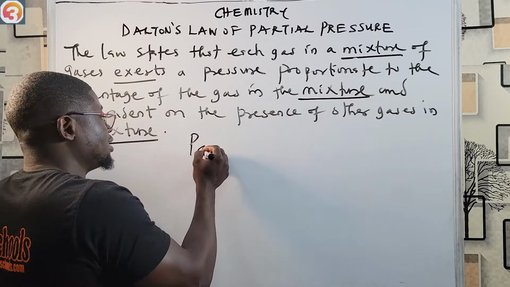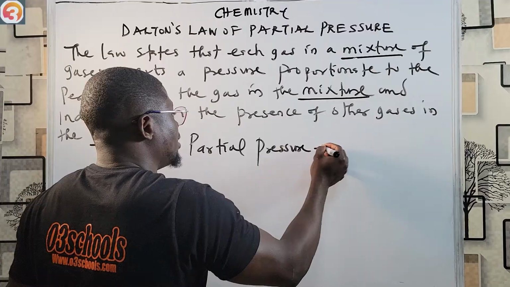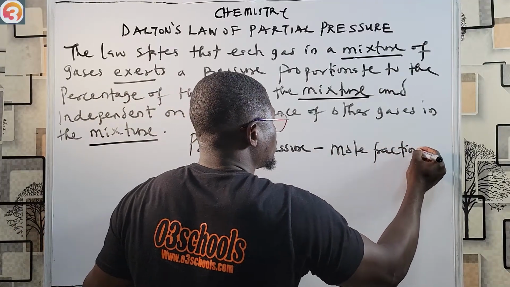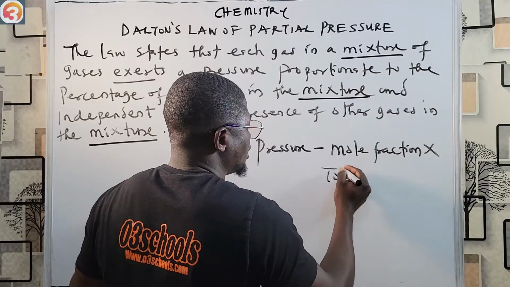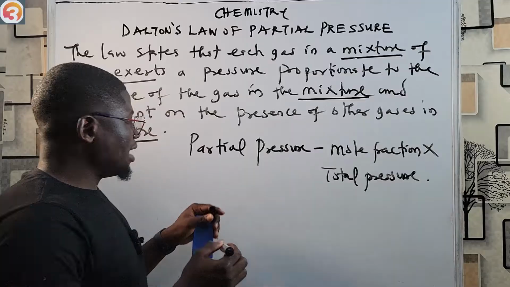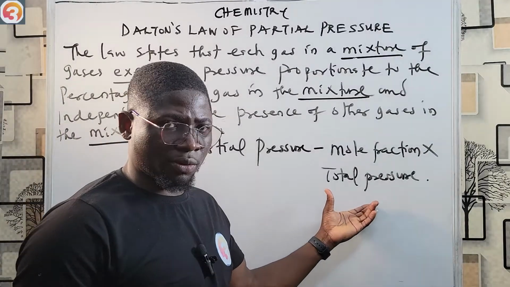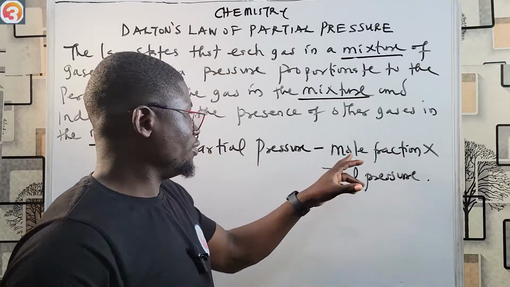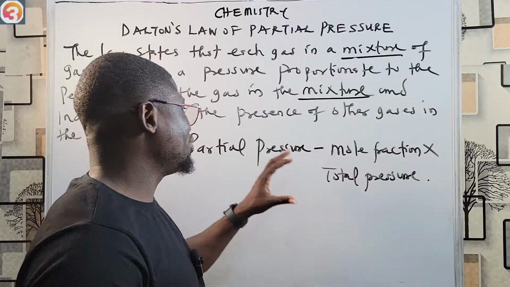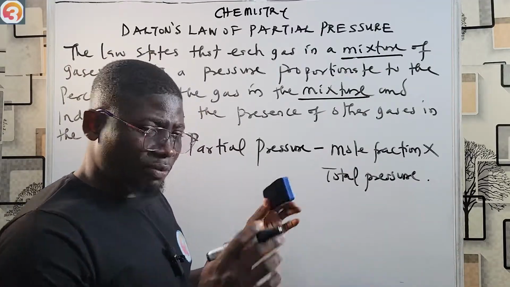Okay, let's talk about partial pressure first. How to calculate partial pressure. Partial pressure is mole fraction times total pressure, right? So if you know the mole fraction of a particular gas and you know the total pressure, then you can calculate the partial pressure of that particular gas. You get? So simple as ABC.